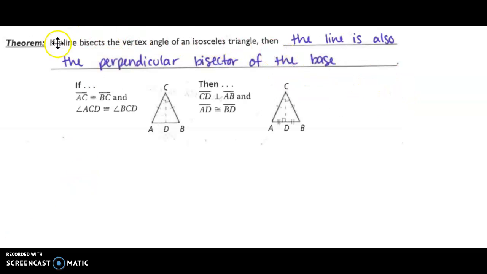And hopefully this was self-explanatory as well. If a line or line segment cuts or bisects the vertex angle in half, right, then the line is also a perpendicular bisector of the base, right? So it creates 90 degrees, okay, and it also cuts the base in half with the segment.